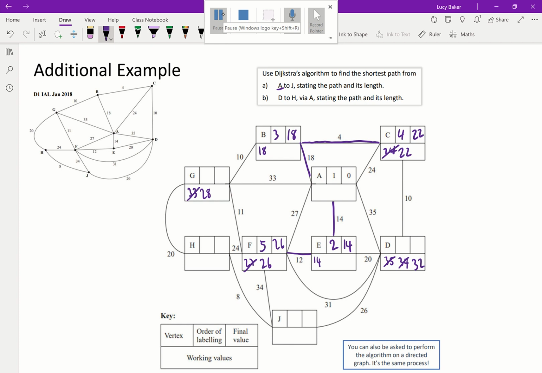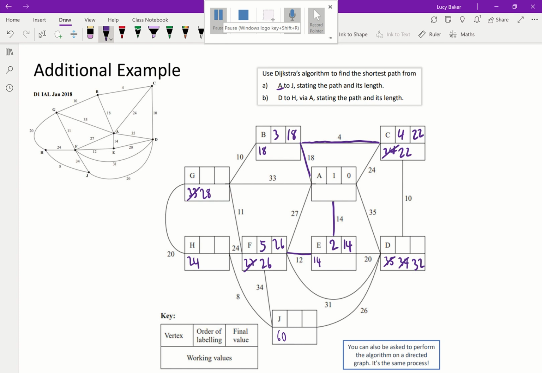Right, and now from F I could go up to G, and that would be a distance of 26 plus 11, which would actually be 37. So it's not smaller, so I'm not going to consider that. I'll write it down. I could get to H in 24. I could go down to J in 34. So 26 plus 34 is going to be 60. Total distance of 60 to J. Or I could take this path of 31 over to D. So 26 plus 31, that's not going to be smaller than 32, so I'm not actually going to write that down or consider it.